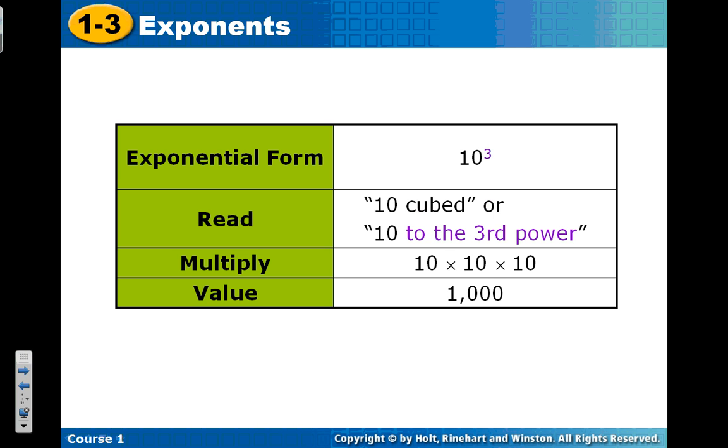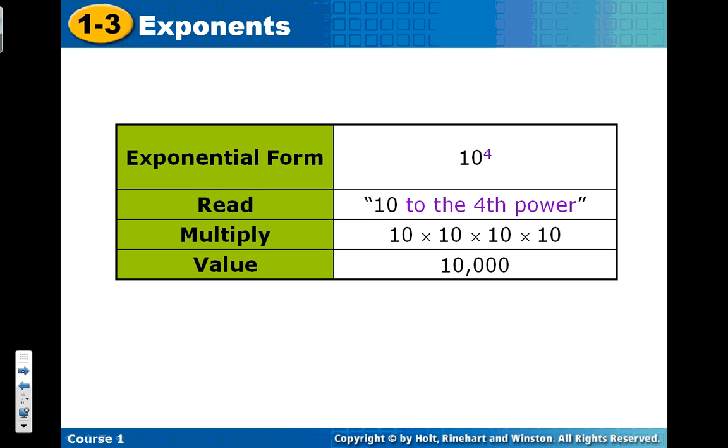As I said before, 10 to the third power has a special name. It's called 10 cubed. Anything to the third power is cubed. If it's 7 to the third power, it's 7 cubed. If it's 25 to the third power, it's 25 cubed. Okay? It means 10 times 10 times 10, which is 1,000. And everything after to the third power is just to the fourth power, to the fifth power, to the sixth power, to the seventh power, whatever.